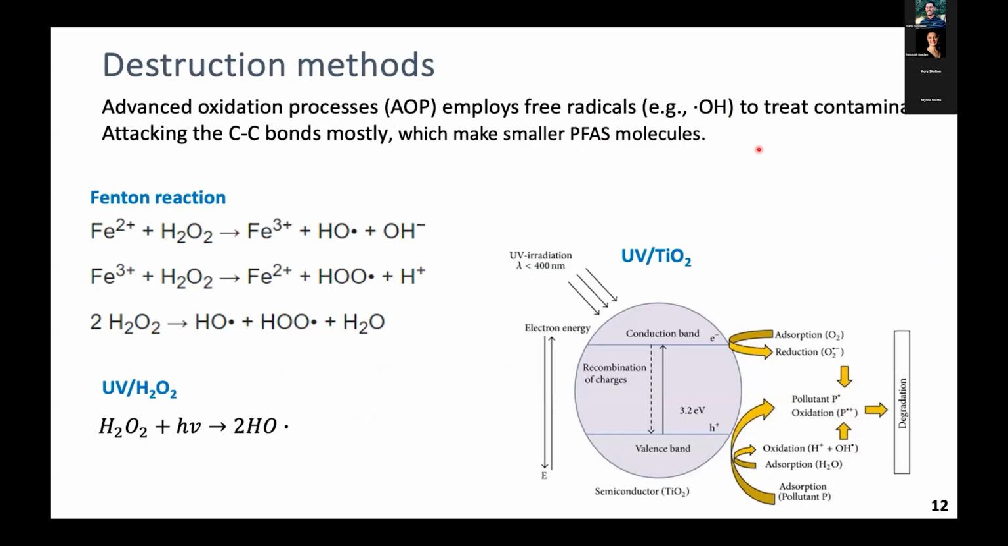Okay, now that was for just removal, and that's what you would do today if you had a drinking water supply and you had to remove it. That's a technology commercially available. You can do it right now.